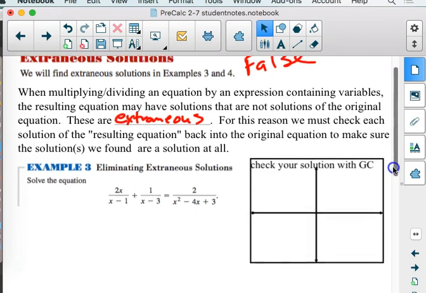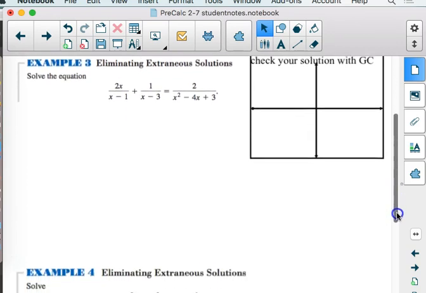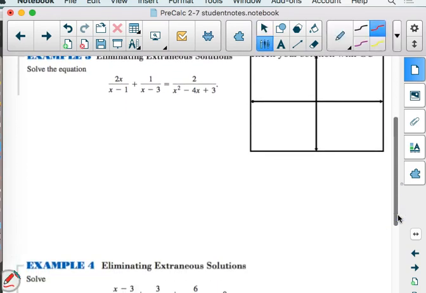And this one is looking a little more busy. So first thing I think of is I can't see the LCD if I don't see all the factors in the denominator. So 2x over x minus 1, that one's all set. I can see the x minus 1 right there. 1 over x minus 3, yep, that one's all set, equals 2 over, hoping that's factorable.